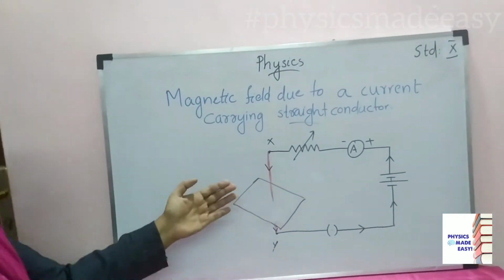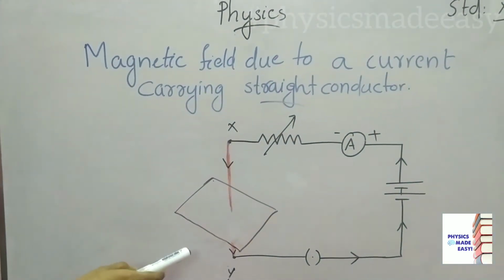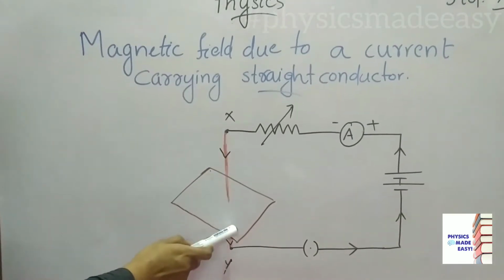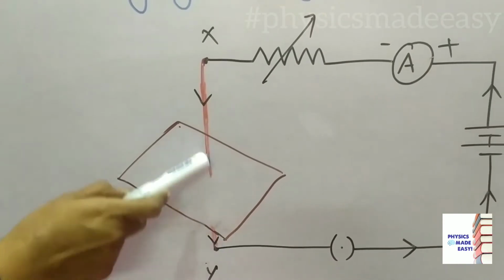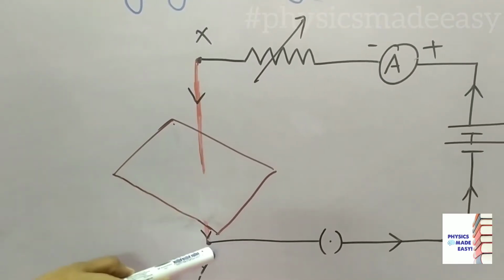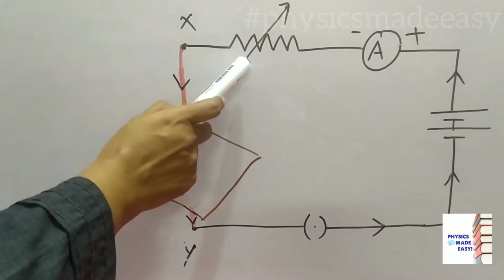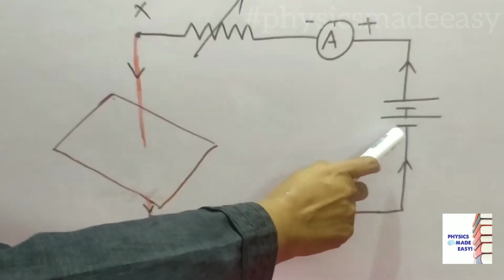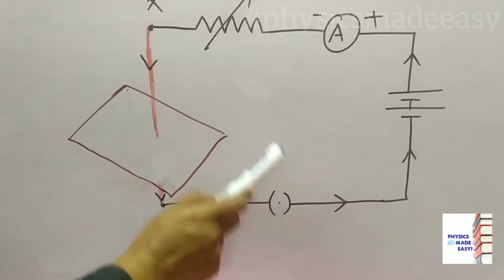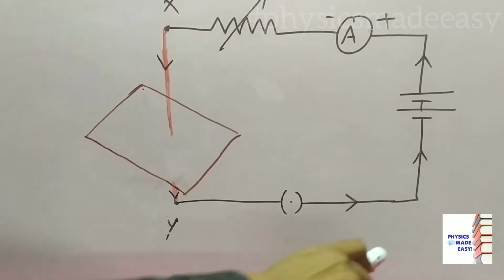Children, here you can see one arrangement. In the experimental setup, you can see in red color a conductor, a copper wire, connected between X and Y. Then that wire is connected to a variable resistance. You can see an ammeter here, battery there, key here. Here you can see the direction of current, that is from positive to negative.